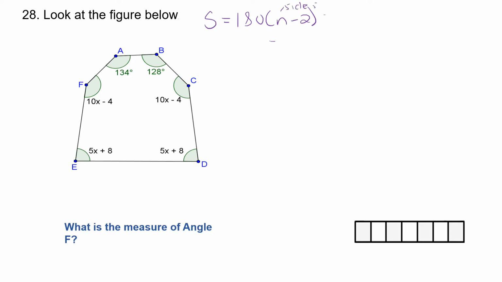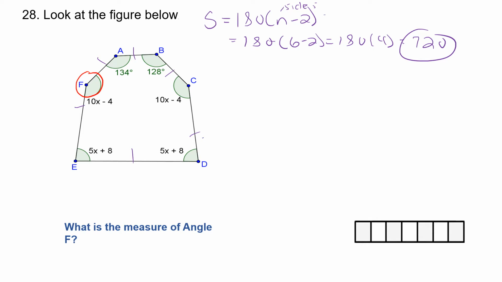The number of sides we have here: 1, 2, 3, 4, 5, 6. 6 minus 2 is 4, 180 times 4, and that will give me 720. So all of these angles added together, angles A, B, C, D, E, and F, will equal 720. If I want to find the measure of angle F, which is here, I want to actually find x first. Since I know that the sum is equal to 720, by using this sum theorem, I can combine everything.